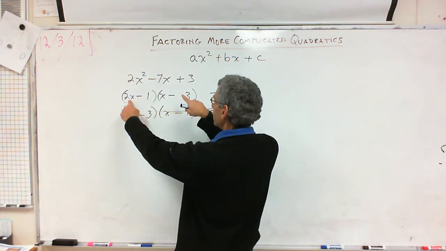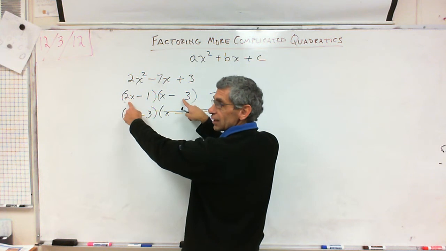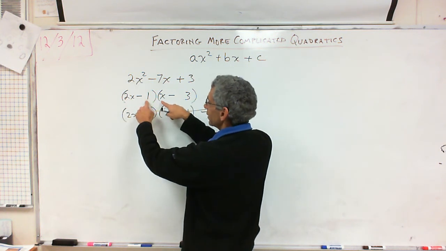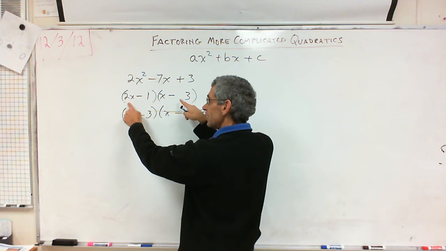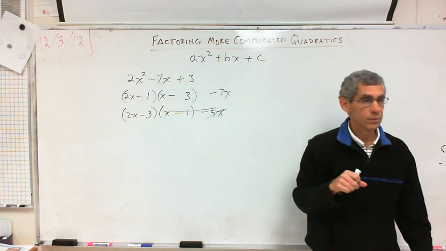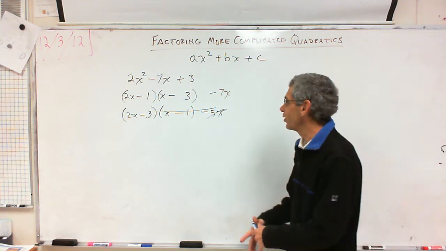So 2x times -3 is -6x. -1 times x is -1x. So -6x plus -1x is -7x. It's so clear to me now. Oh, it's so clear to you now.